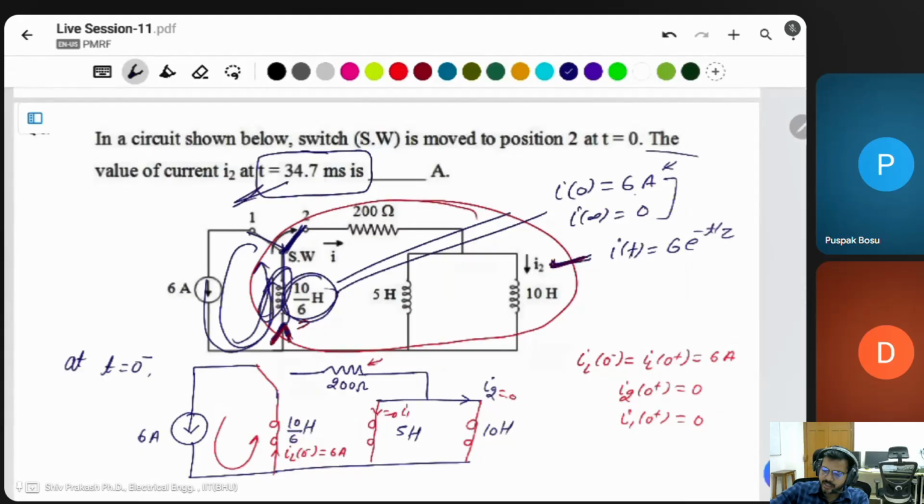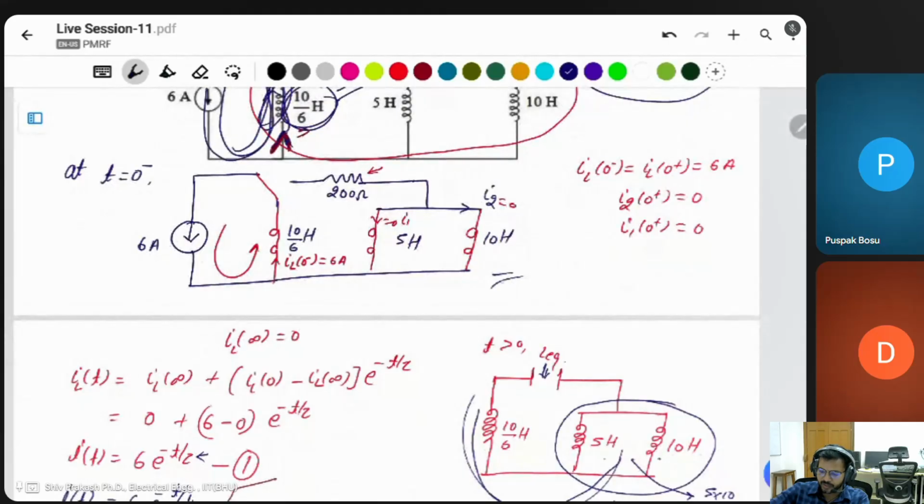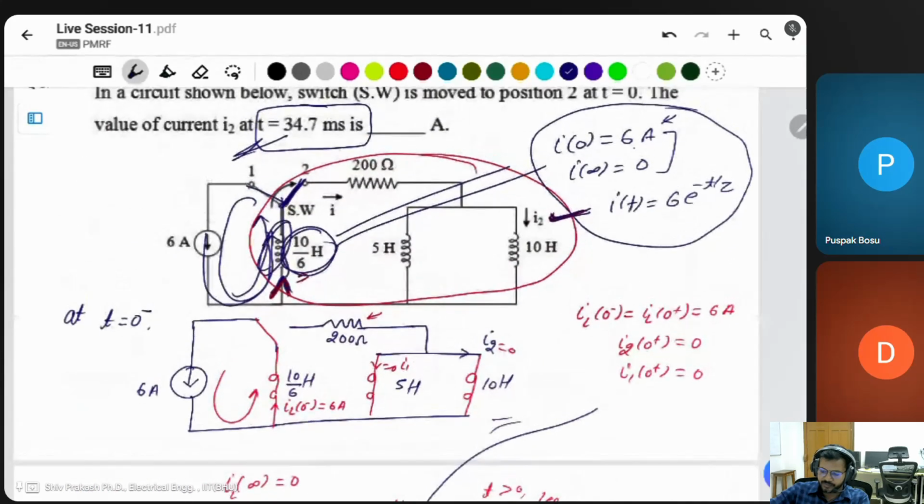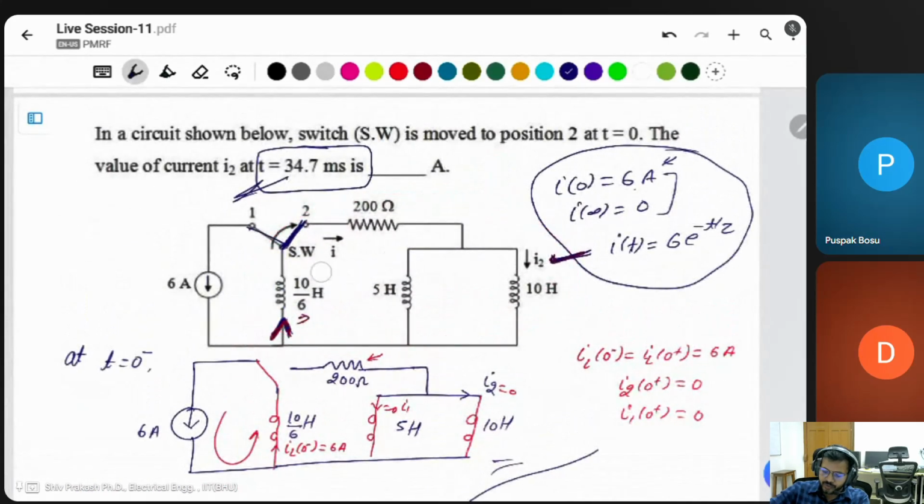You can write only this thing in your paper, because it is an objective type of question in your final exam. Then there is no need to draw this circuit and do all the calculation. Simply, in this case, this is open because of no source, only this is connected. It means the whole current flows through it before 0, so the initial current is 6 ampere.